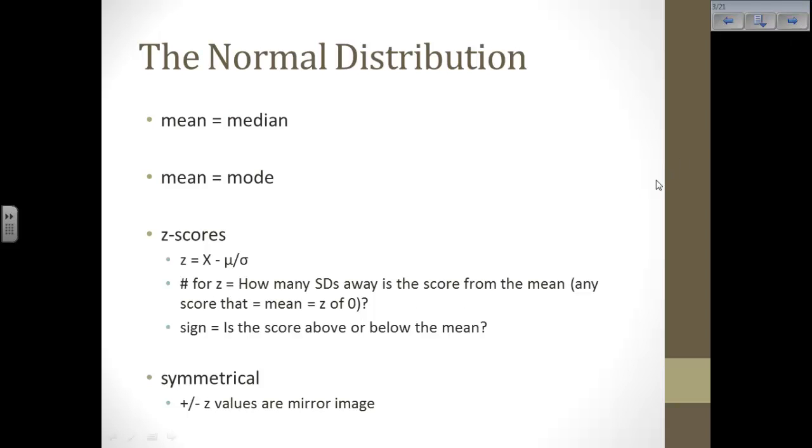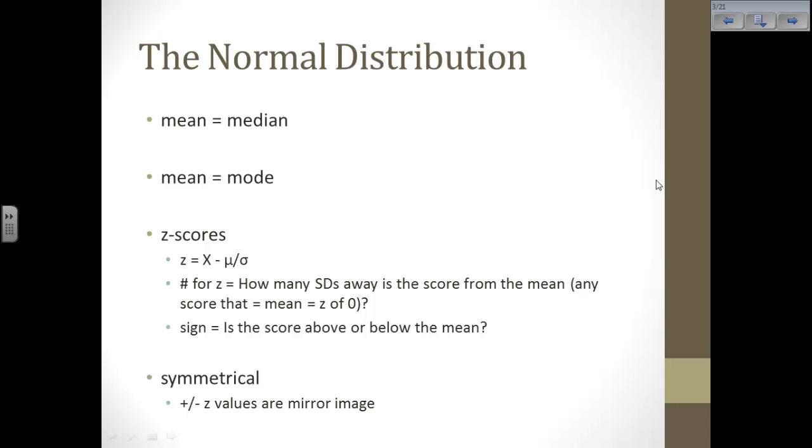So let's just quickly review the normal distribution. And this should be a review mostly from Chapter 3. So remember, in this class, I'm really not going to go over any other distributions. We're just going to focus on the normal distribution, again, because most continuous variables in the population are normally distributed.